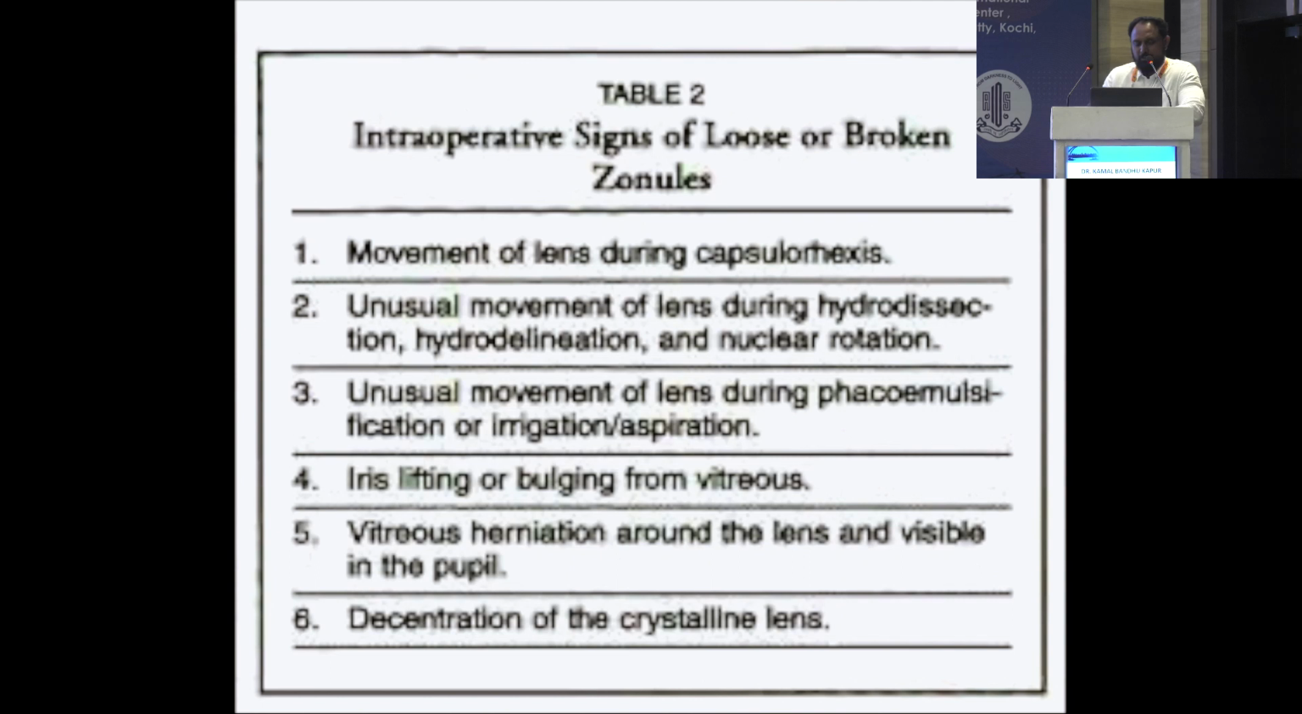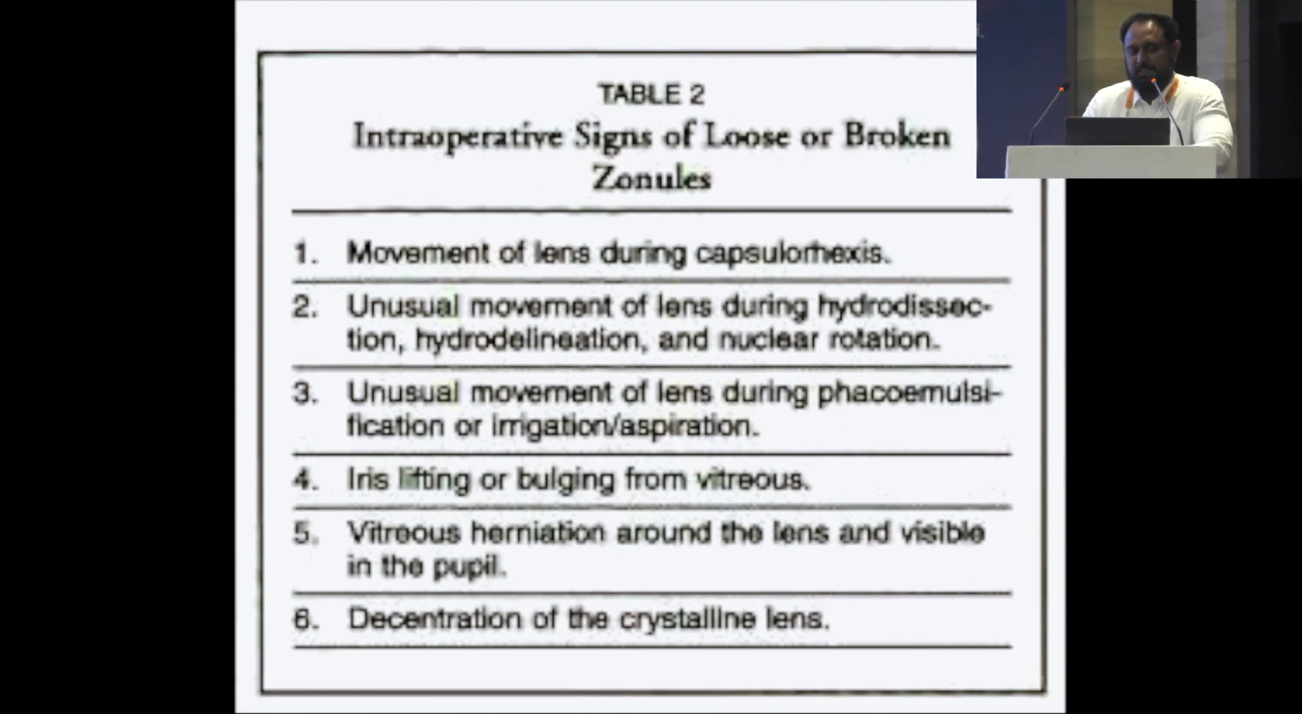Then you get this unusual movement of the lens, you have phacodonesis, and sometimes when the zonular dialysis is more, you have the vitreous prolapsing outside. So what this tells you is you should always be ready with the vitrectomy setup also when you manage these cases of zonular dialysis. So let me just go through some case scenarios.